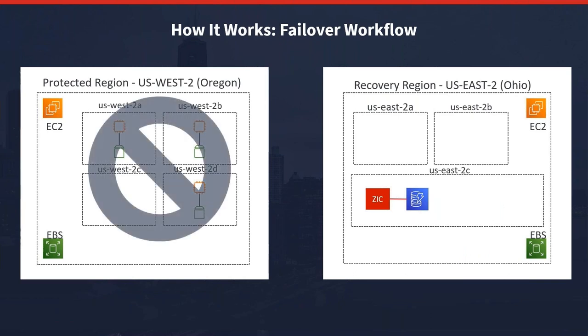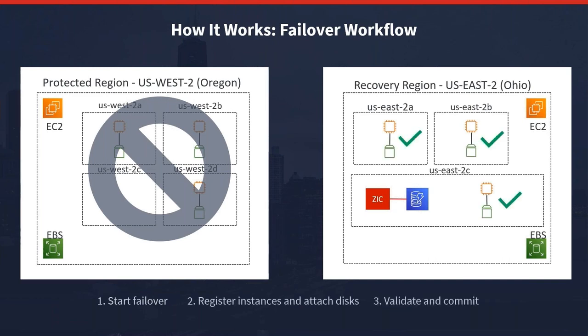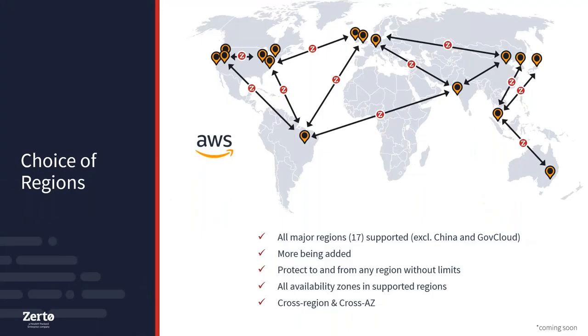So a failover does happen, right? US West 2 catches fire. You can simply start the failover operation in a different region, see the registered instances and disks come back online to that exact point in time that you've chosen from that journal, and then validate and commit that change, all without having to worry about what is going on in the other region. And you're completely hands off in a lot of the recovery process that is automated and orchestrated by Zerto.